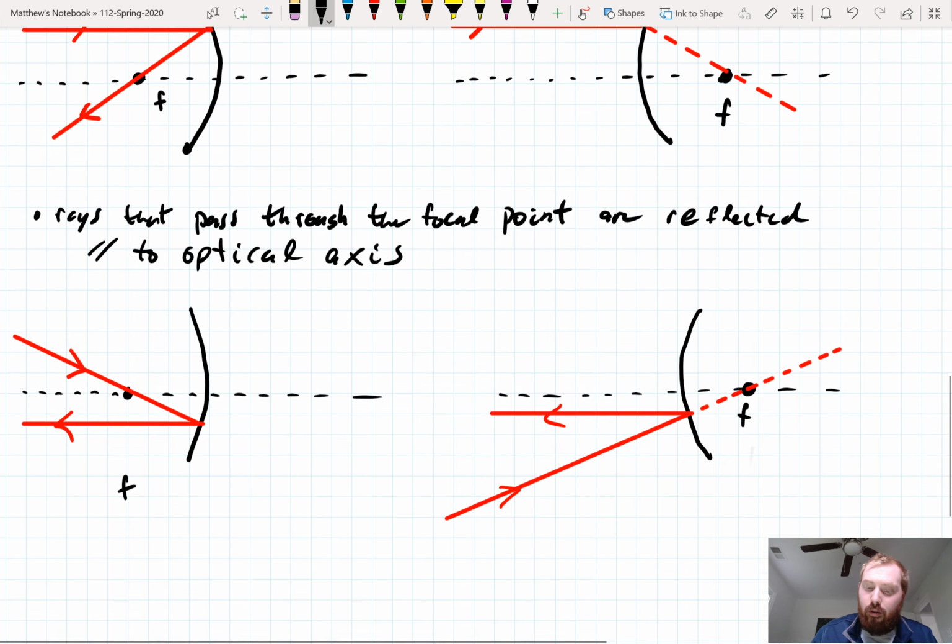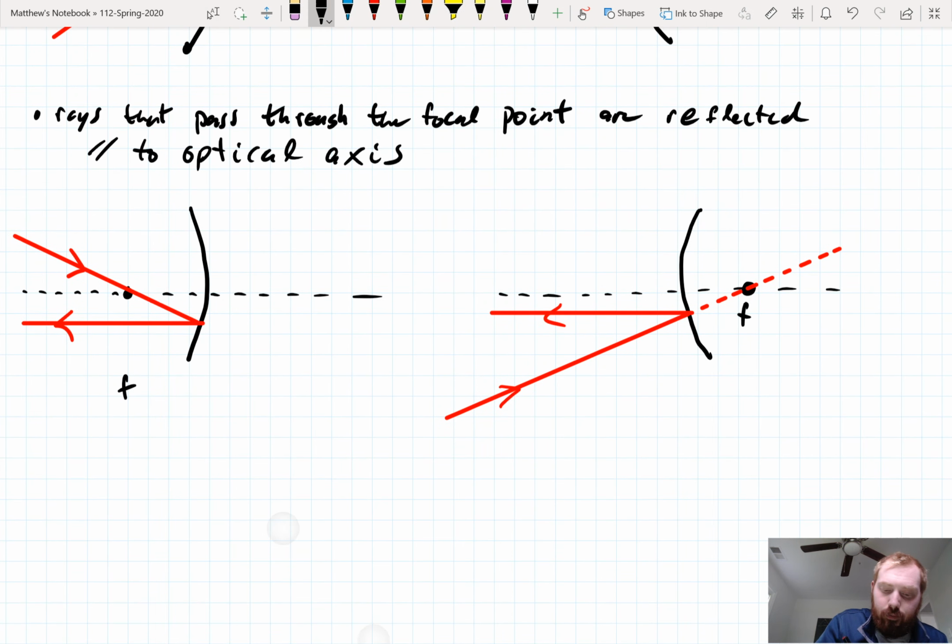All right. Two more to go for the mirrors. Rays that pass through the radius of curvature.